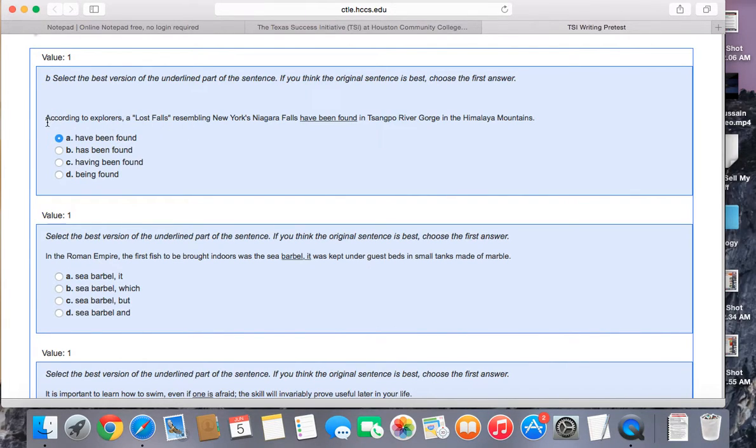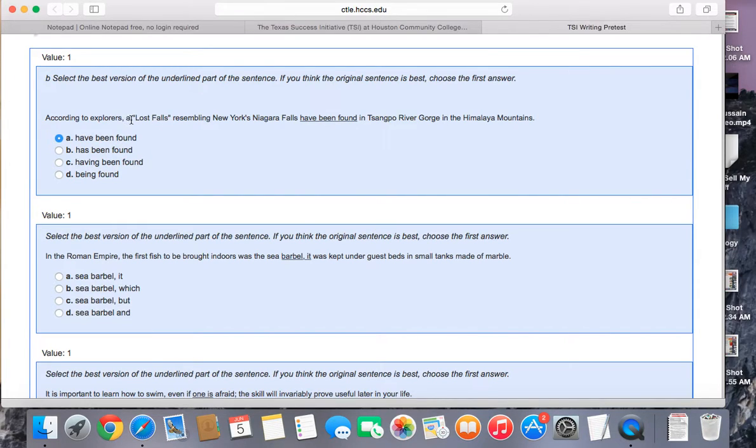The reason why it's A is because the sentence is in the present tense. According to explorers, a lost falls resembling New York's Niagara Falls has been found, have been found. Has been is a singular present. Have been is the plural present. And these are all wrong. We can just logically delete that. Don't even look at those.